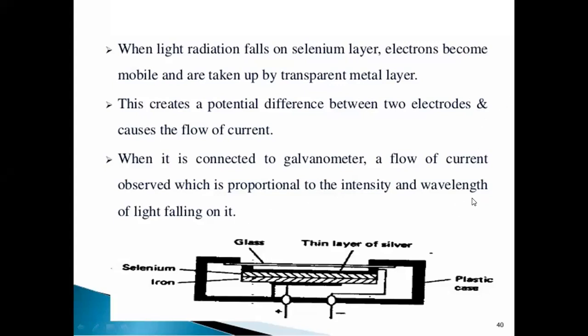So when these plates or these electrode systems are connected to the galvanometer, a flow of current is observed, which is proportional to the intensity and wavelength of the light falling on the electrode system.